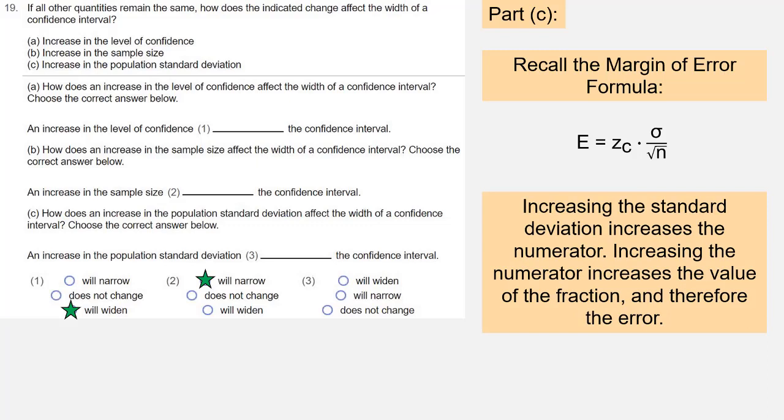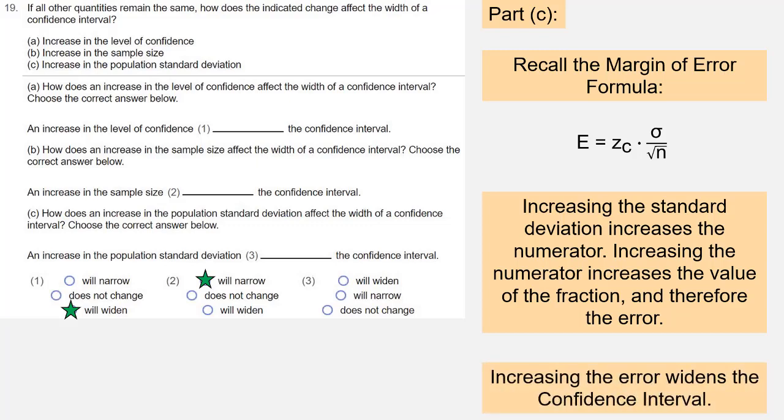Increasing the numerator of a fraction increases the value of the fraction. If we increase the value of this fraction, then that increases the overall error. If you increase the error, you widen the interval. So the correct answer for part C is will widen. And that's your answer.